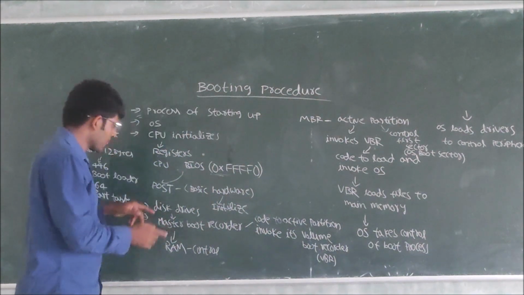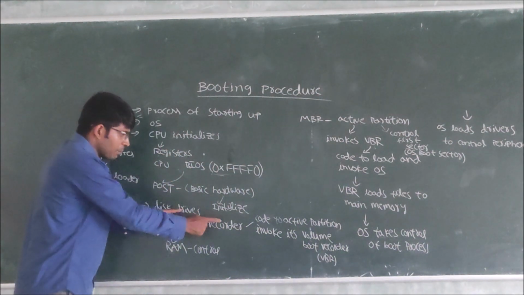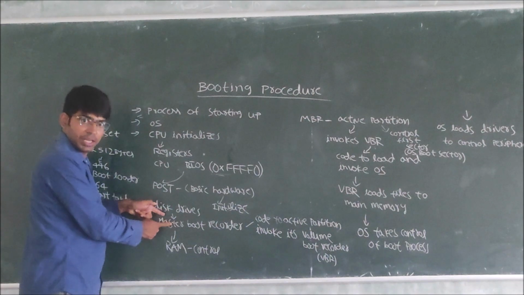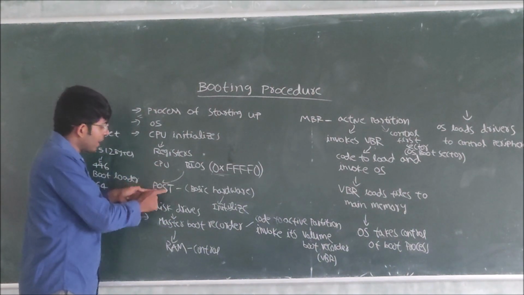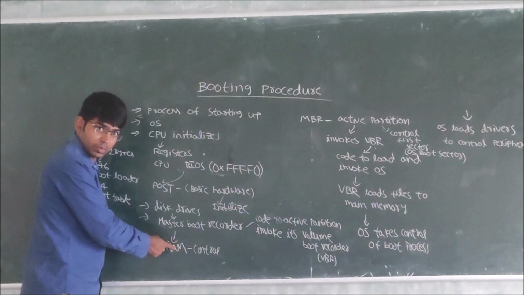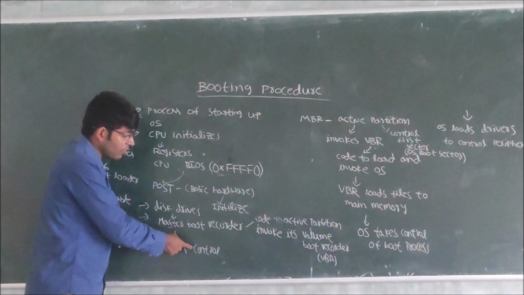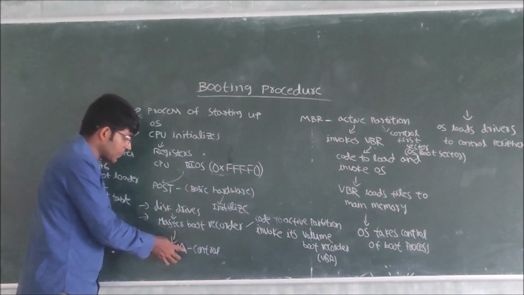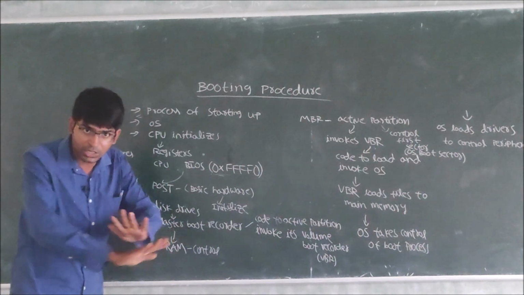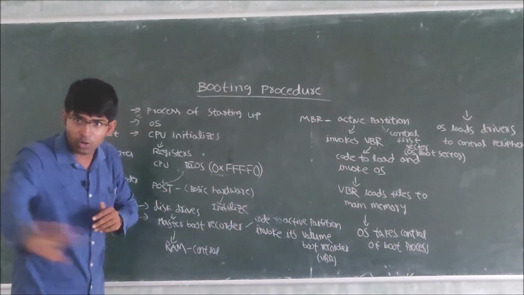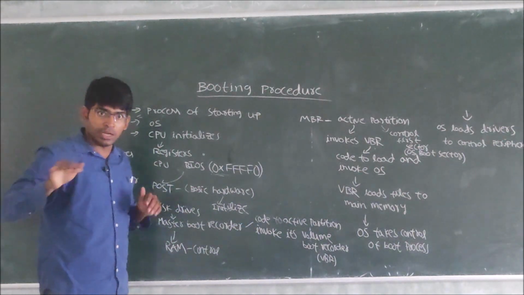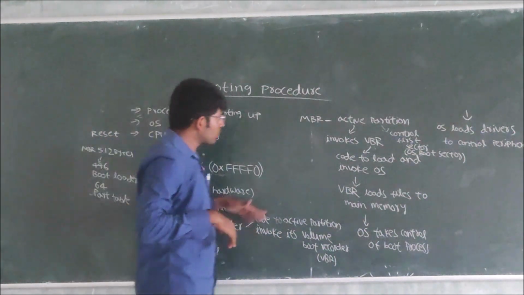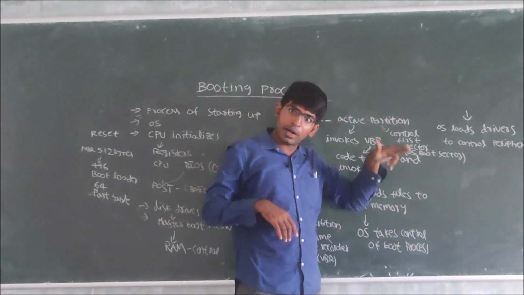The process is, after finding the master boot recorder, the RAM will take the control. The BIOS copies the information to the RAM and the BIOS task is over. Now there is no more BIOS in our picture. The MBR comes into action. It will find the active partition.